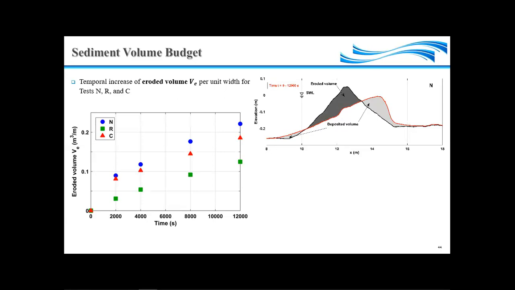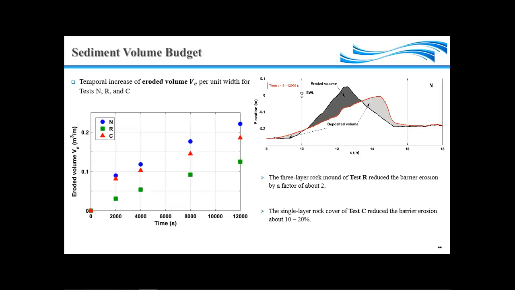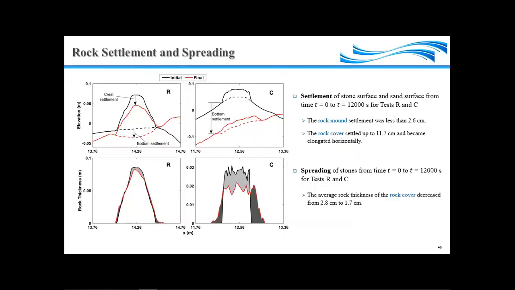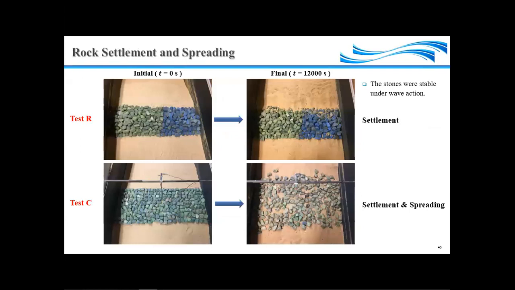And then if you have three layers, it may reduce erosion, maybe 100%. You cannot eliminate the erosion. The basic reason is, so this is before, and then you have three layers, and then after. So in this experiment, stone didn't move. So it didn't change that much.